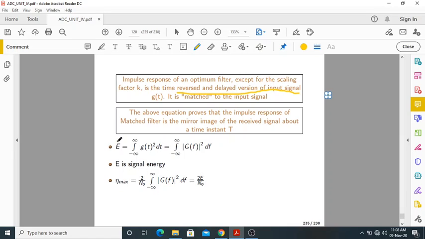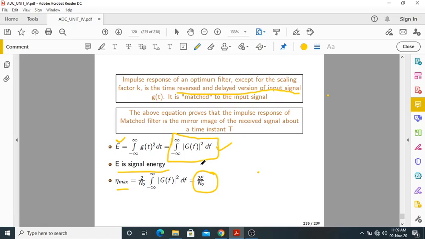So here, what is the energy of g of t? Integration from minus to plus infinity of g of t whole square dt, that is also equal to integration from minus to plus infinity of mod g of f whole square df. How can I write like this? What is that rule? Parseval's relation. I hope you are okay with this relation. Now, what is the output SNR? The maximum output SNR is 2 by n naught times integration from minus to plus infinity of mod g of f whole square. But what is this? It is nothing but the energy of the signal. So that is 2E by n naught.